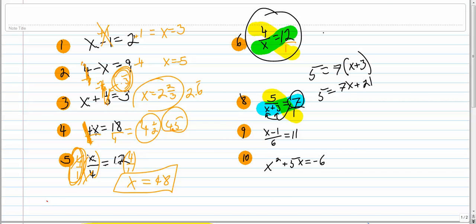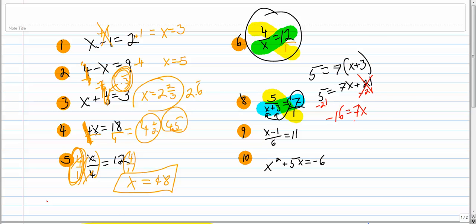Okay, so I want to get this x by itself, so I need to get rid of this positive 21. So I'm going to subtract 21 from each side. That will negate that. And whatever I do to one side, I've got to do to both. So 5 minus 21, that's negative 16 equals 7x. All right, almost done.